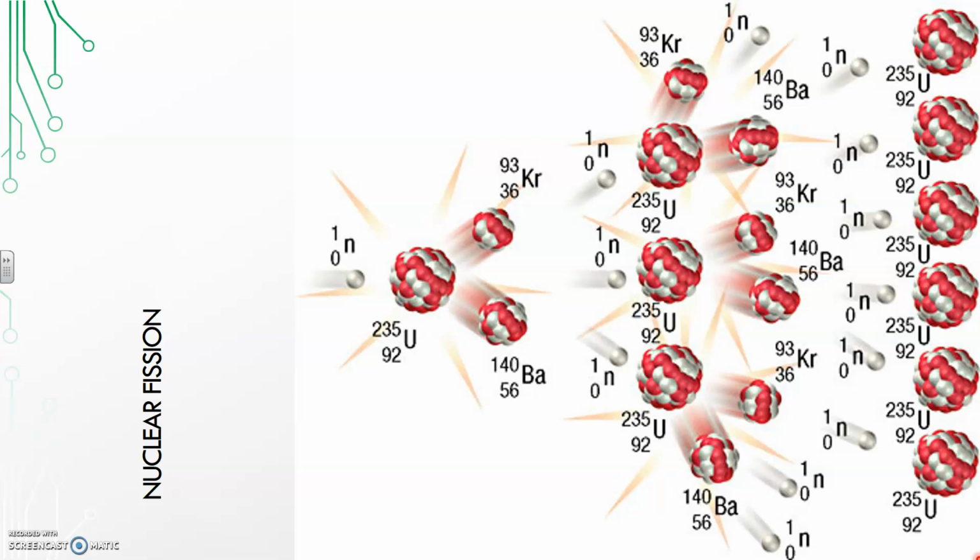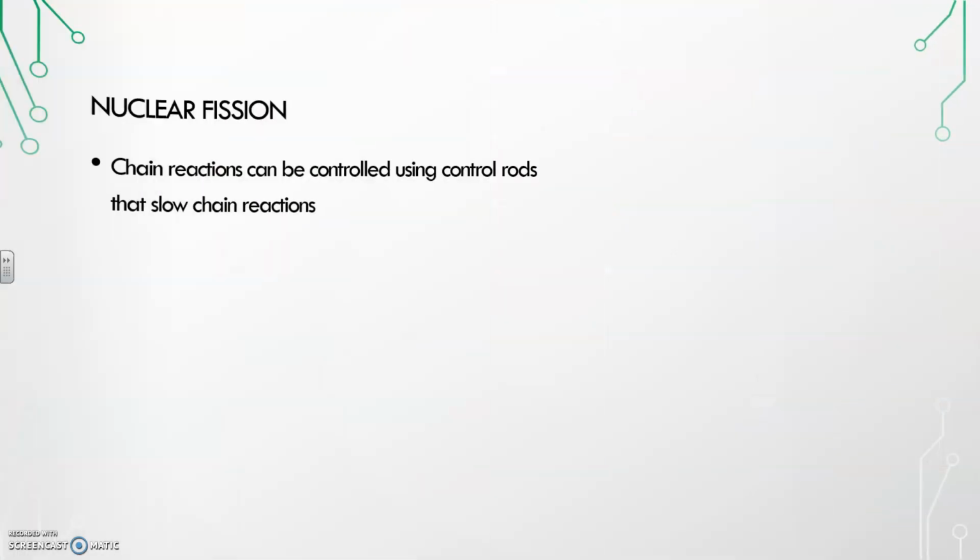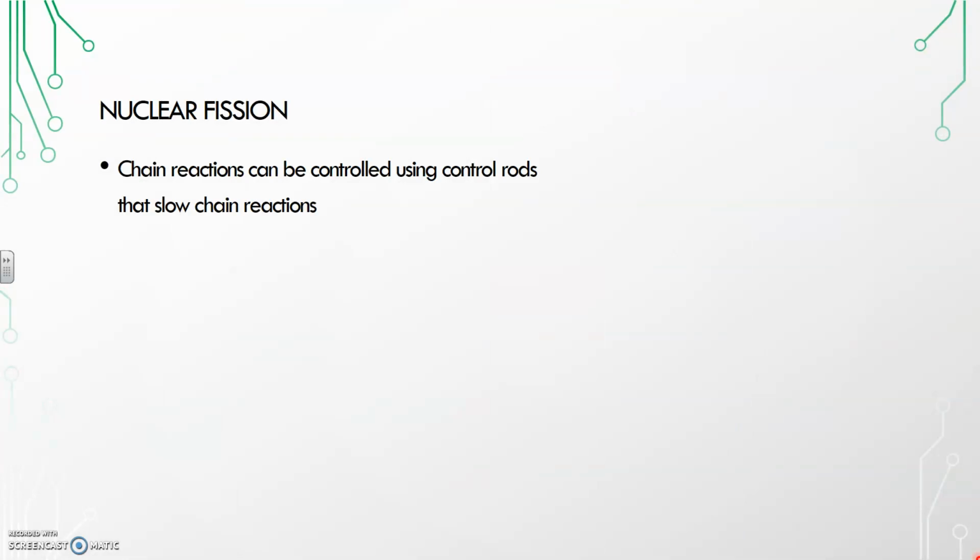So if you can imagine this continuing on, even if it's just all doing this one reaction where it's splitting uranium into barium and krypton. Just this one reaction. Now, of course, it's not just this one reaction. There are a lot of different kinds of reactions that can happen, but this is obviously looking at a more simplified version.